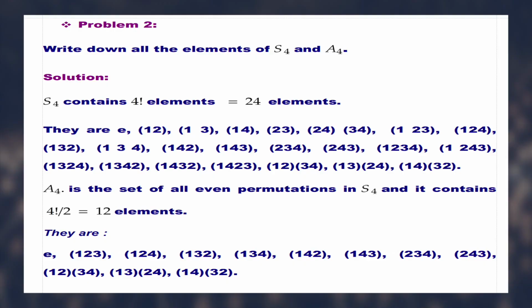Finally, let us see the next problem for our clarification towards An and Sn. The second problem is, write down all the elements of S4 and A4. The solution is, S4 contains 4 factorial elements, which is equal to 24 elements.